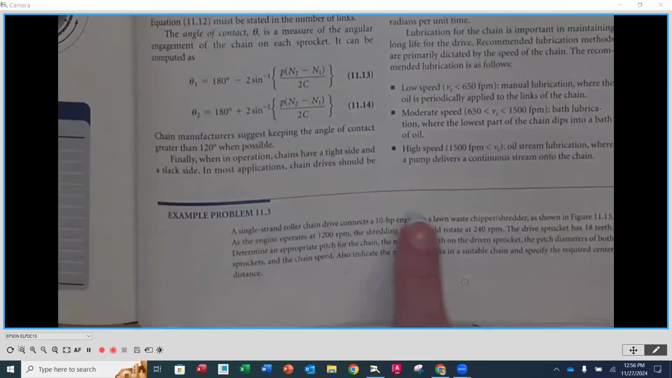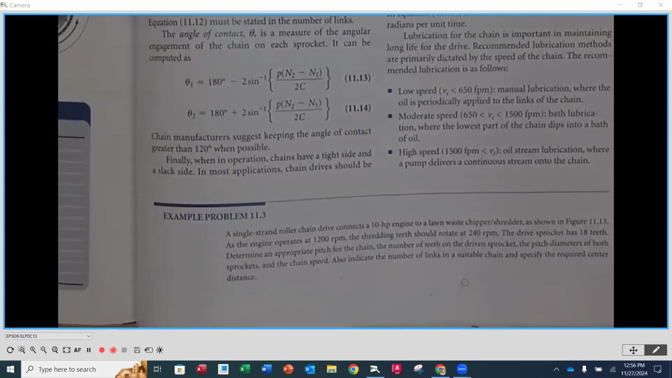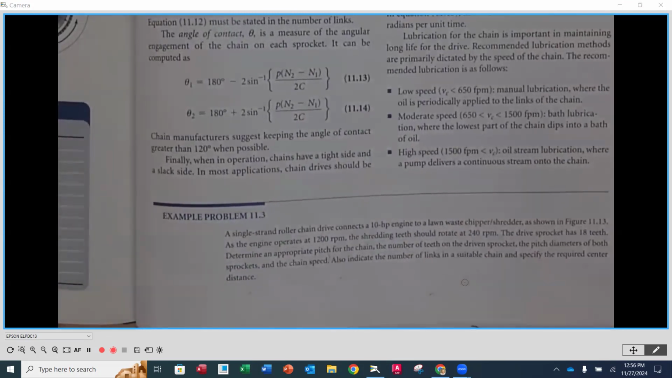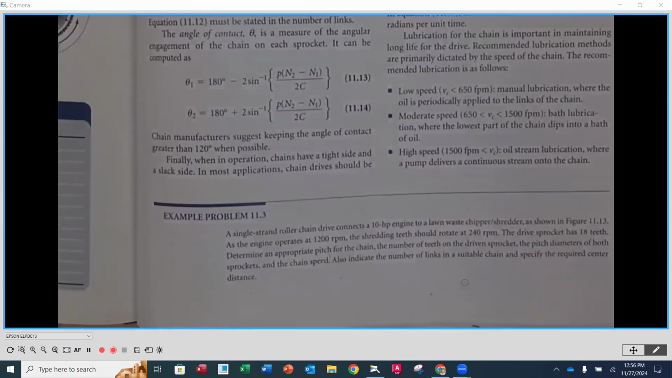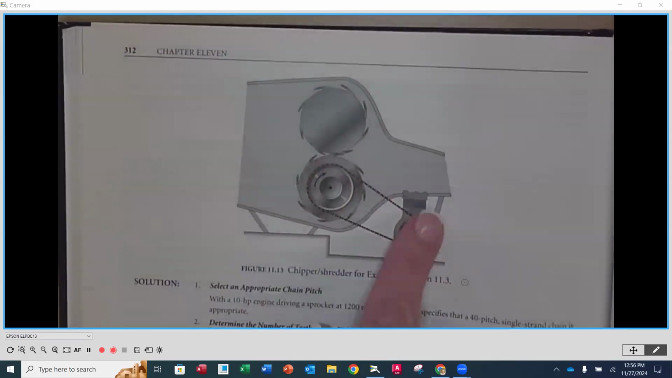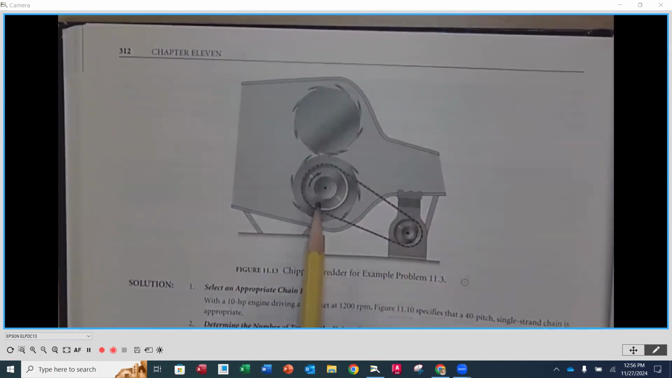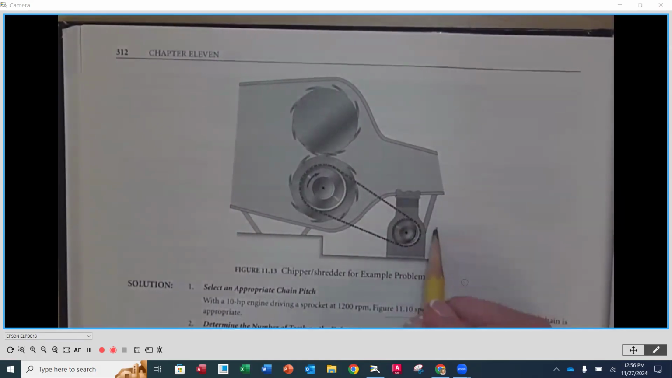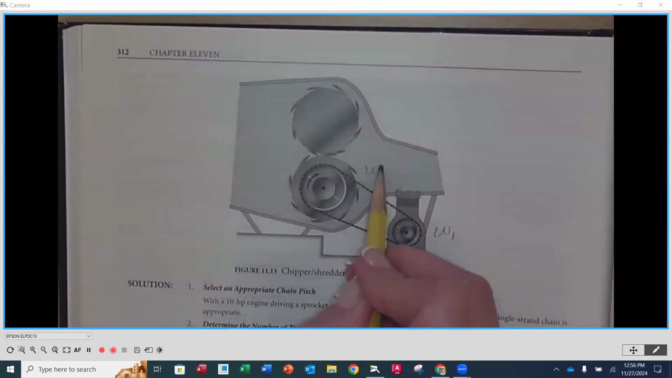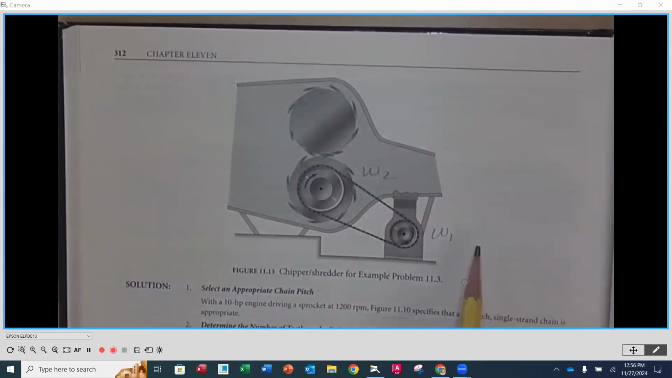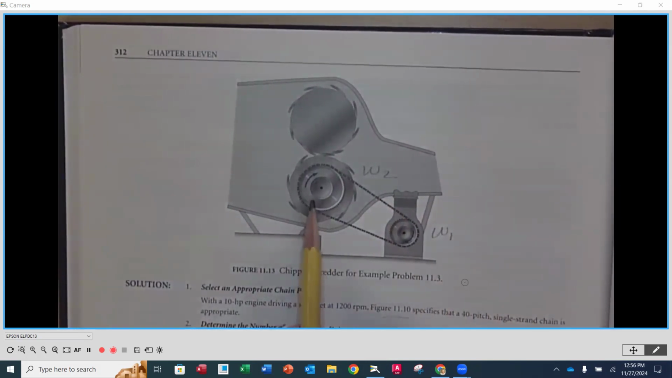The problem statement says that we have a single strand roller chain that connects a 10 horsepower engine to a lawn waste chipper/shredder, as shown in the following figure. If we go to the following page, this is the drive that we're interested in. This is coming off of a motor or an engine, and then this is going to the actual chipper itself. So input is going to be our W1, and then this is W2. Driver is down here at the bottom, and driven is up there.